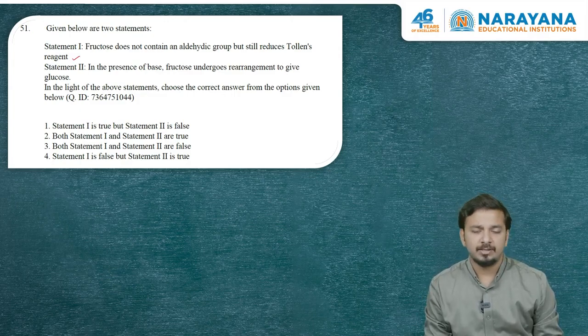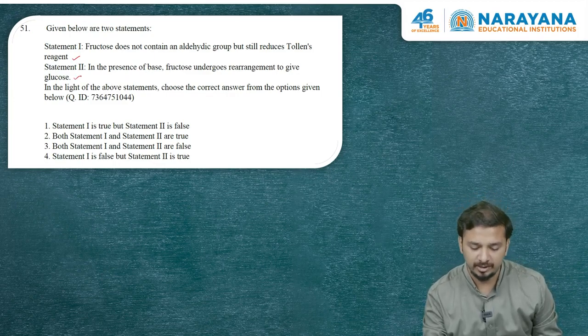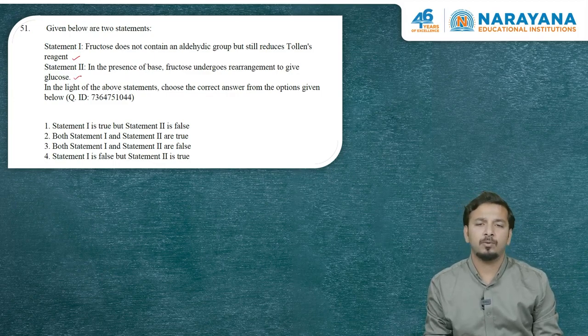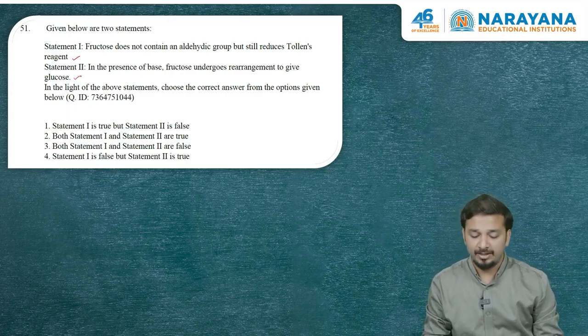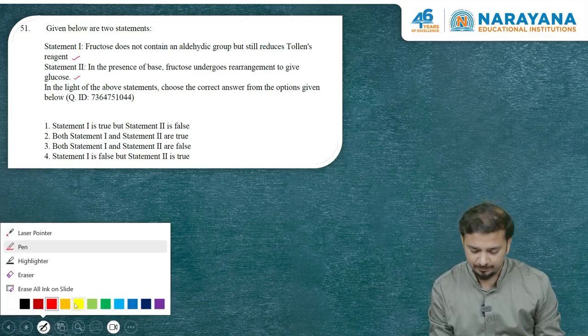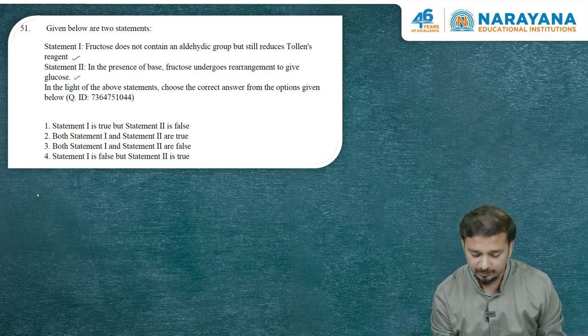The second statement is: in the presence of a base, fructose undergoes rearrangement to give glucose. This statement is also correct, and that is the reason why fructose, in spite of not having the aldehydic group, will give Tollens reagent test. Let's see how it converts to glucose in presence of basic medium.